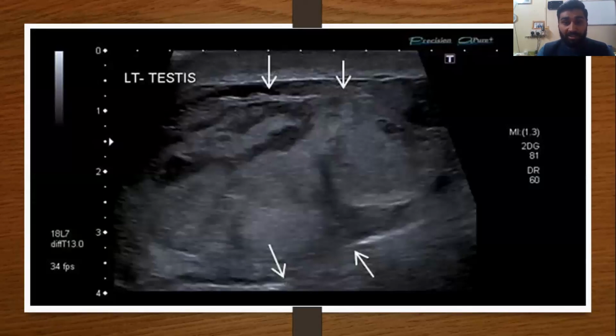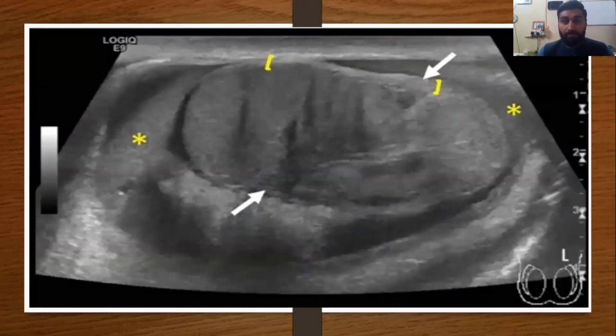Same case, a little more extensive and more extreme than the previous. The arrows indicate discontinuity of the tunica vaginalis, so that the seminiferous tubules and the testicular contents leak out of the testes into the surrounding scrotal sac. Another case of testicular rupture.